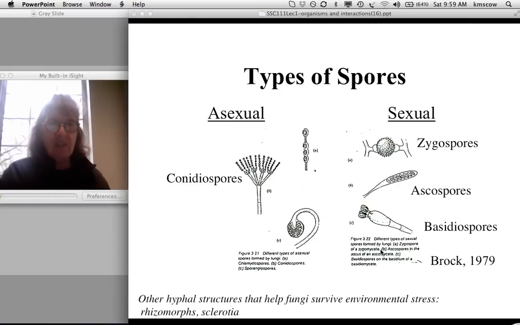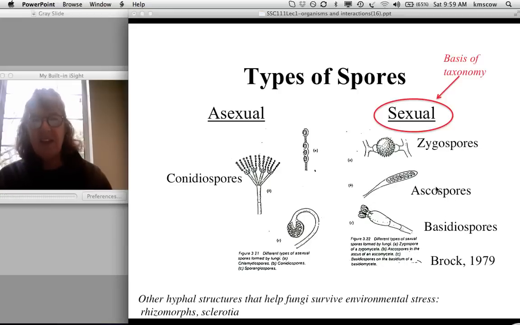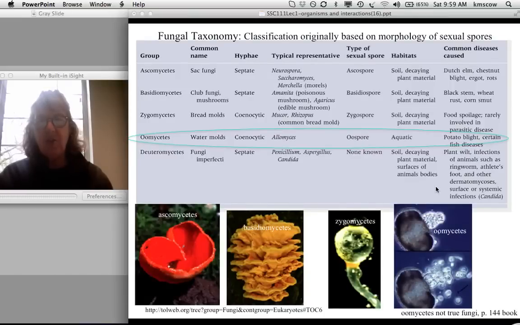And then there's two major kinds of spores. Asexual spores and sexual spores. We already have talked about conidia. You know that some fungi have them, and remember that actinomycetes have them as well. But also fungi have sexual spores that are formed from the exchange of genetic material between two individuals. And these major kinds of sexual spores are zygospores, ascospores, basidiospores, that just happen to be the basis of taxonomy of fungi. And you can see that here.